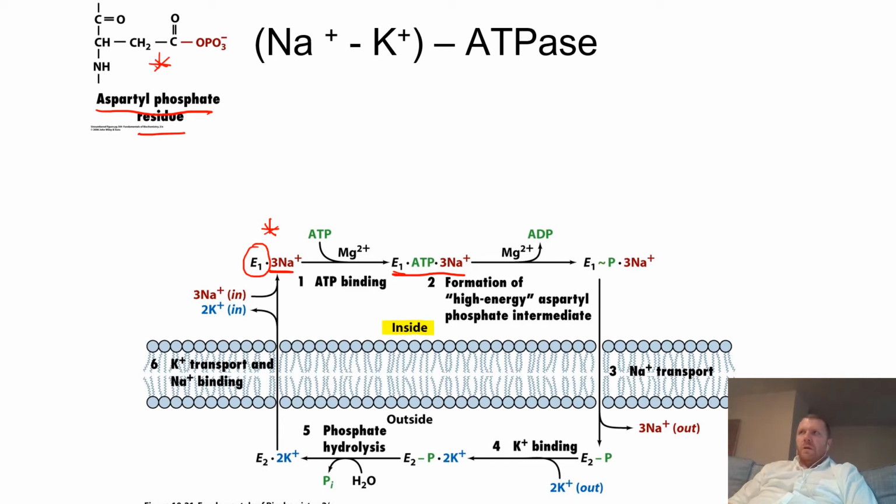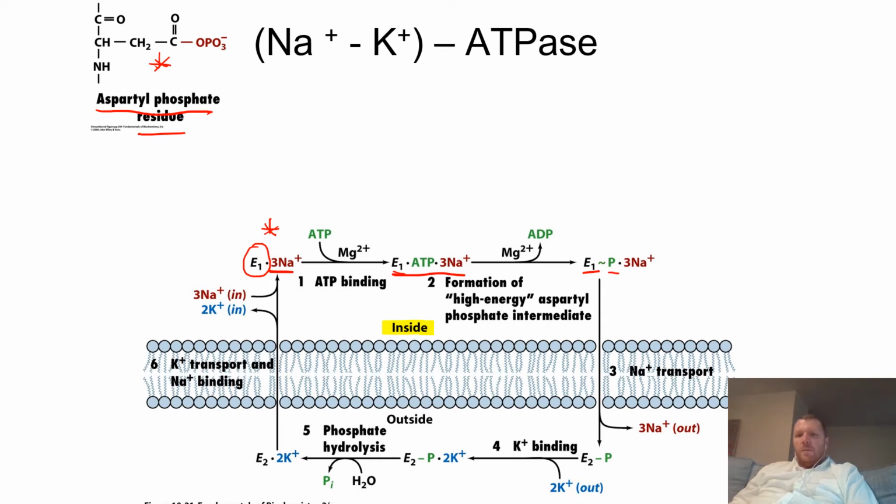Now this is significant and noteworthy because we think about phosphorylated amino acids, but we rarely think about an aspartic acid as one of those phosphorylated amino acids. But in this case, we do have that. Generally, when we think about phosphorylated amino acids, we think about a serine or a threonine or something like that. So we have this E1 that has been phosphorylated, has 3 sodium ions.